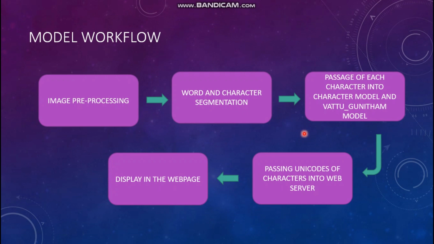The segmented characters are then passed into the character model and the Vattugununtham model. The character model recognizes the main character in the input image, and the Vattugununtham model recognizes the Vattugununtham character in the input image. Finally, the output of the models is in the form of HTML codes, so they are printed in a HTML text file separately. Each character's output is printed one by one. Finally, the whole text will be printed in the HTML text file and it can be viewed as a web page.